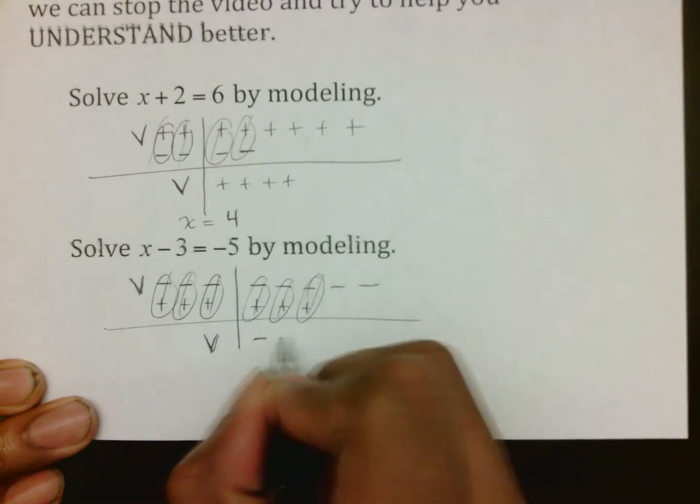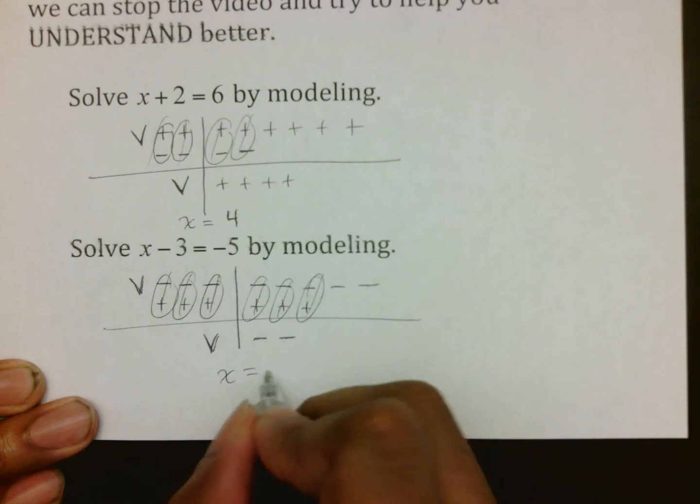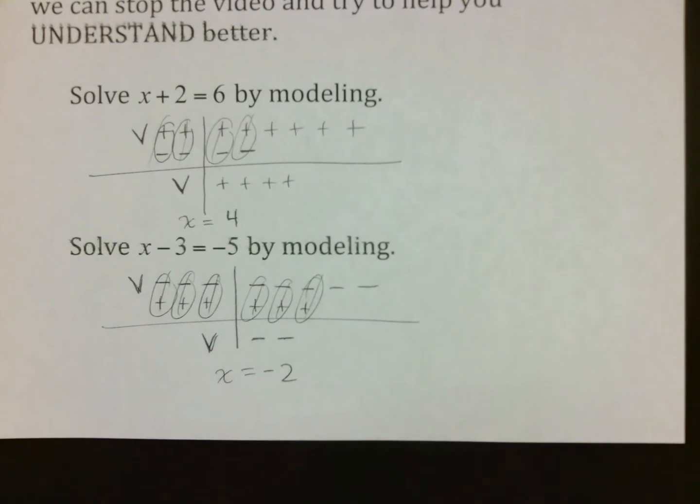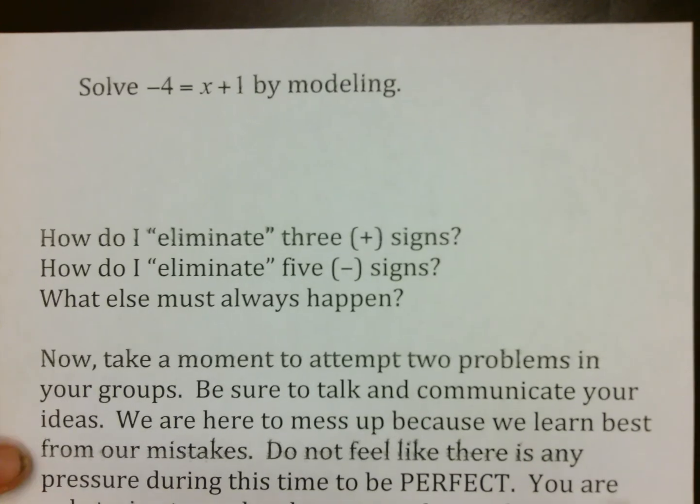On the right side, the only thing left over is the 2 negatives, meaning that x equals, remember, negative 2, because there are 2 negatives. Alright. Once again, if there's anything you need explained, raise your hand so we can pause the video, put it back to the area you need, and try to discuss it with you so you can do better at it.